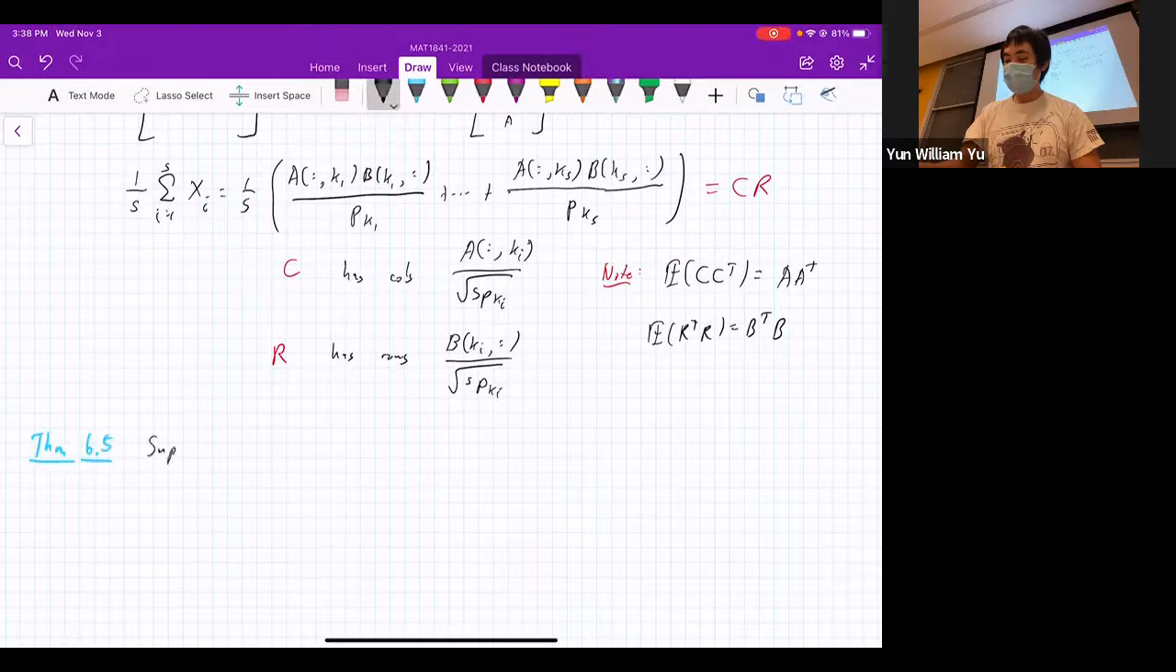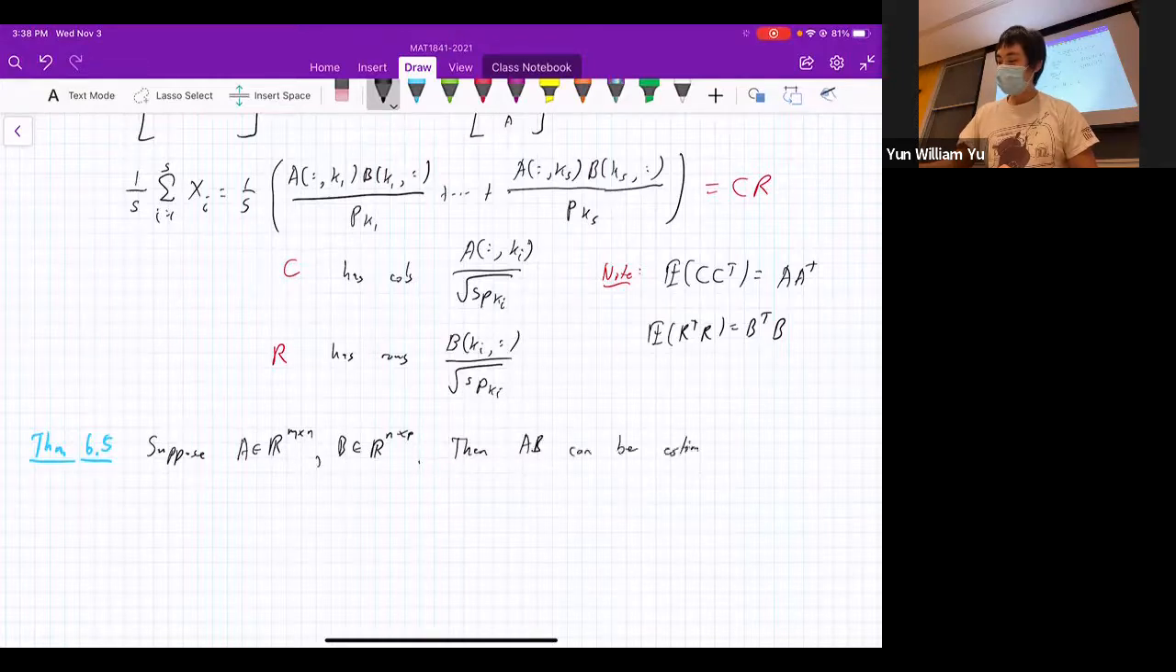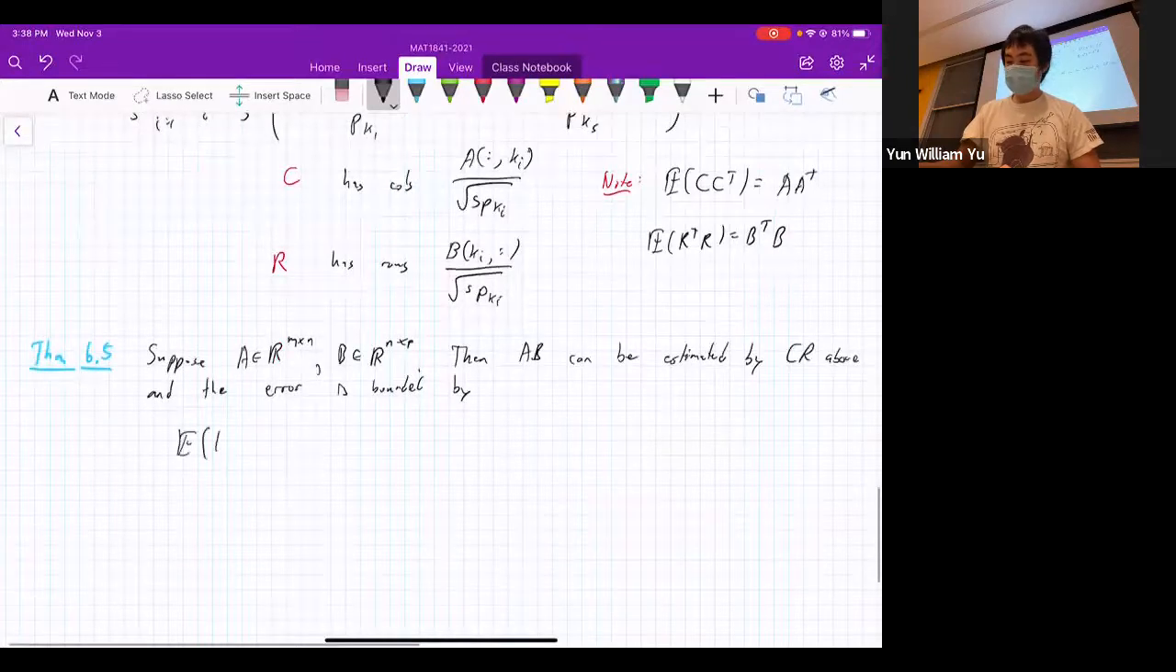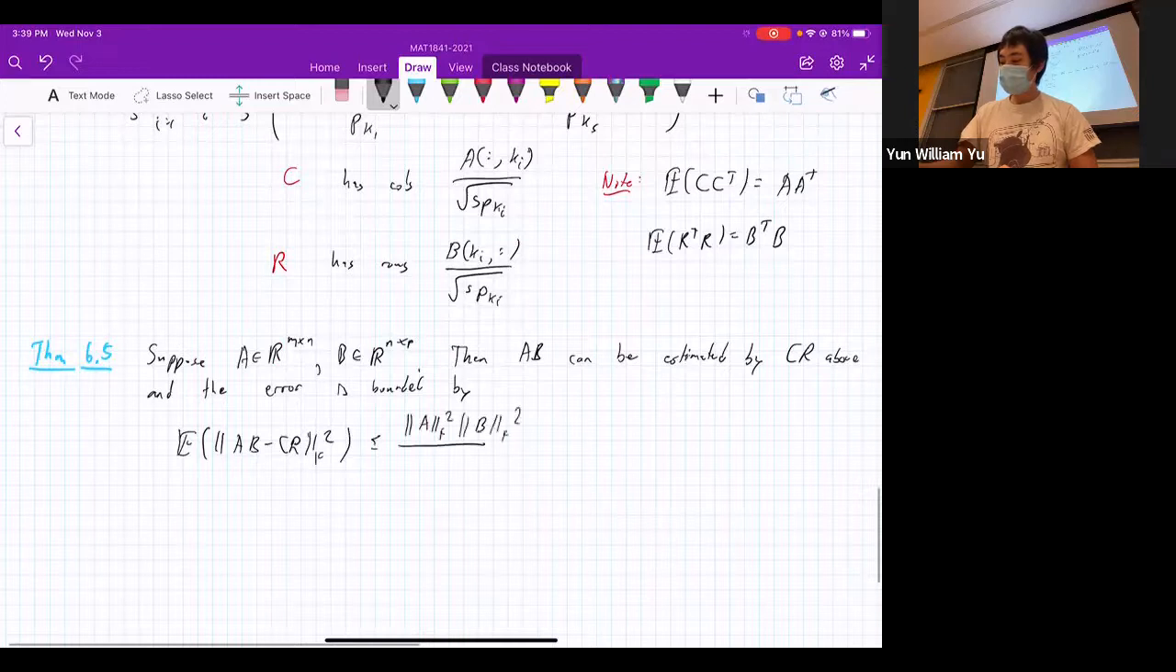Theorem 6.5 in your textbook. So suppose that, well, we have the same setup, and B is an n by p matrix. Then AB can be estimated by CR above, and the error is bounded. The error is bounded by the expectation of the Frobenius norm of AB minus CR, squared, is less than or equal to the Frobenius norms of our original matrices, squared, divided by s.